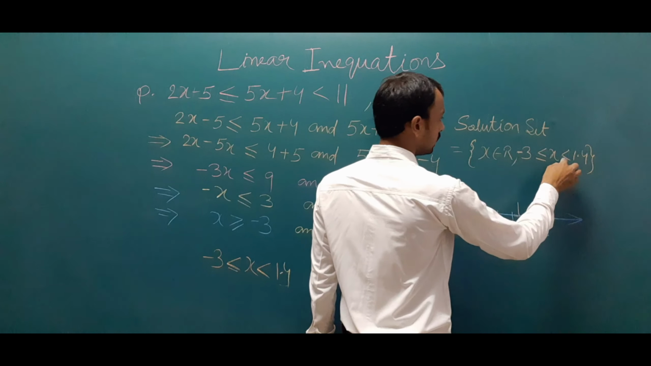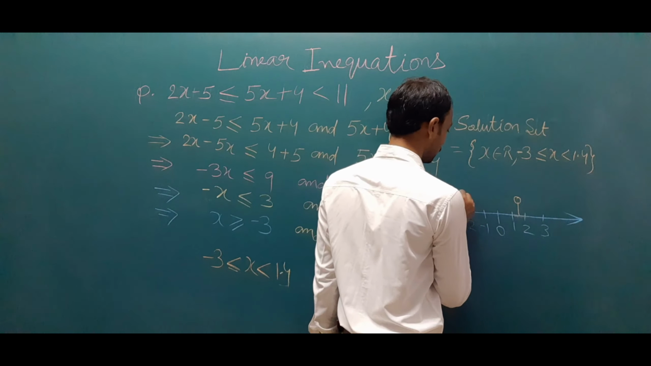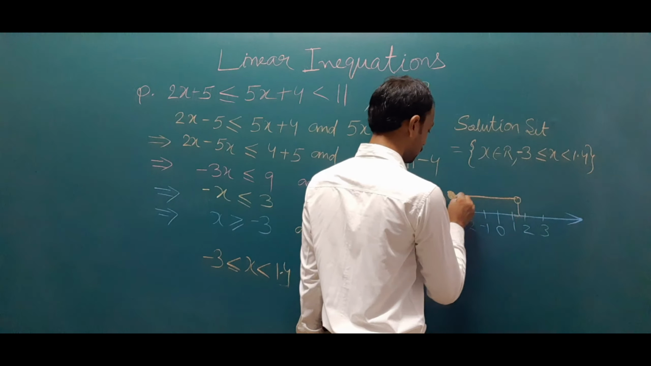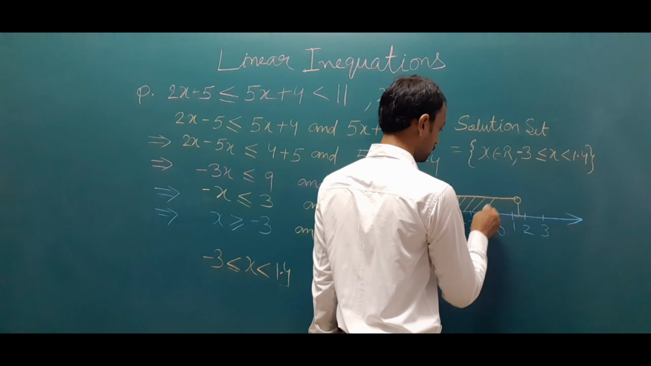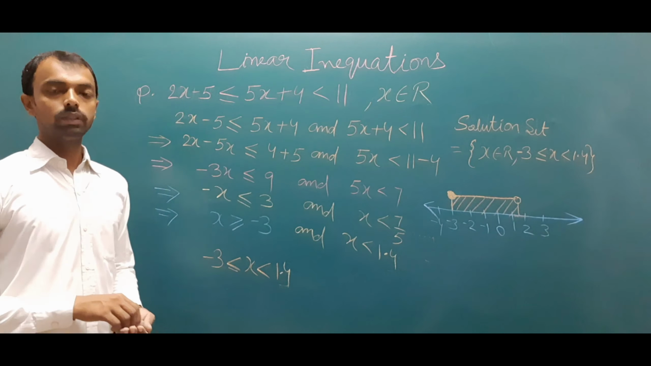And here it is, x is less than 1.4, which means this circle will not be darkened. And this is our solution set. Okay, I hope this is clear to you.